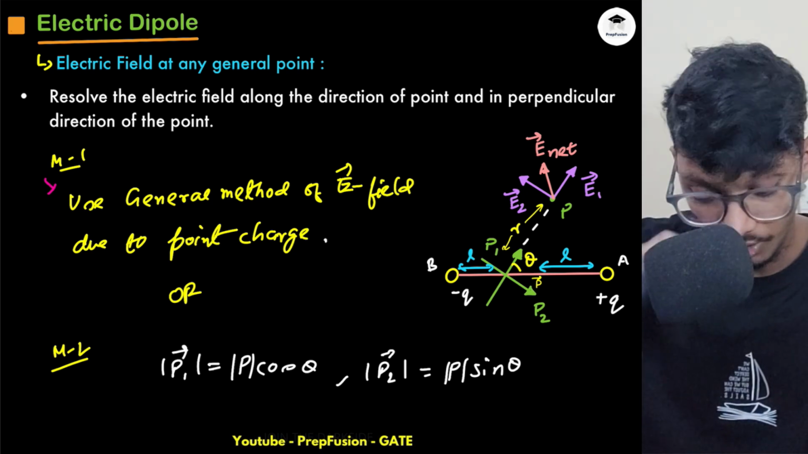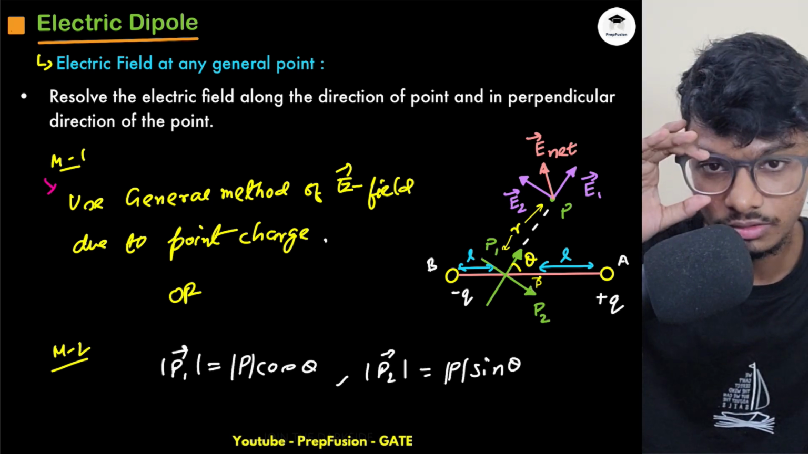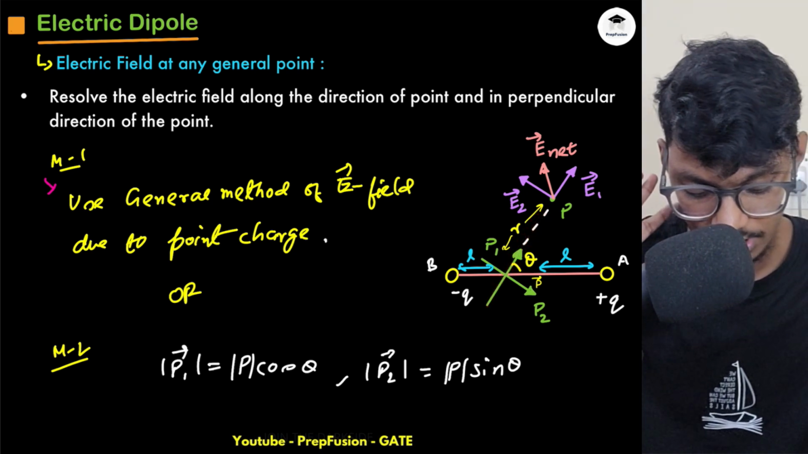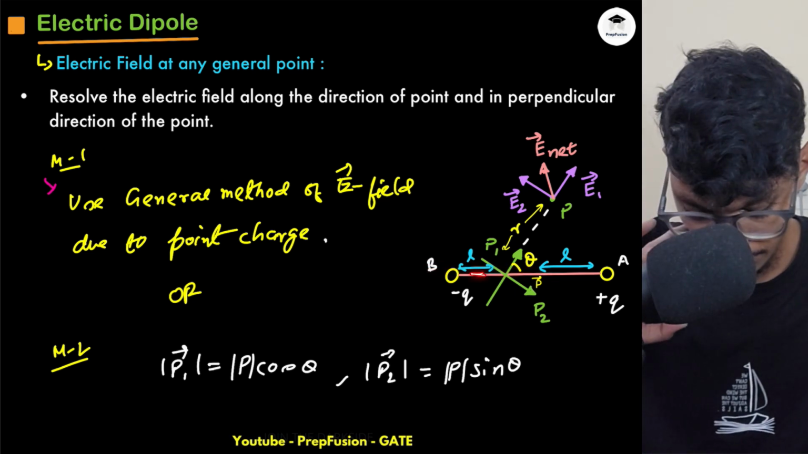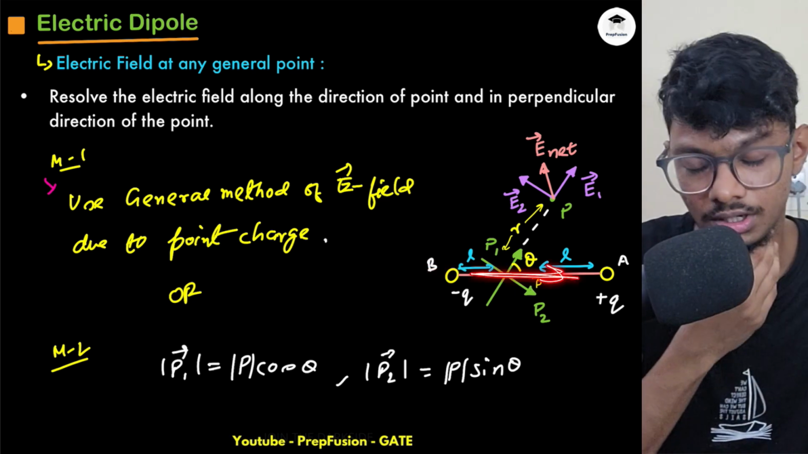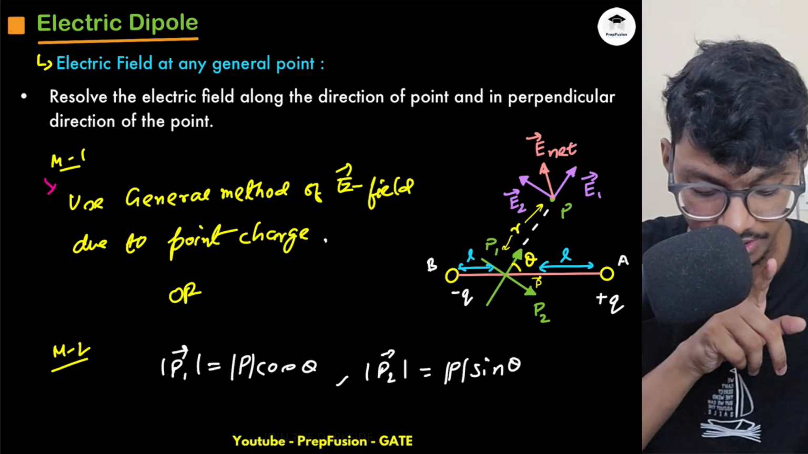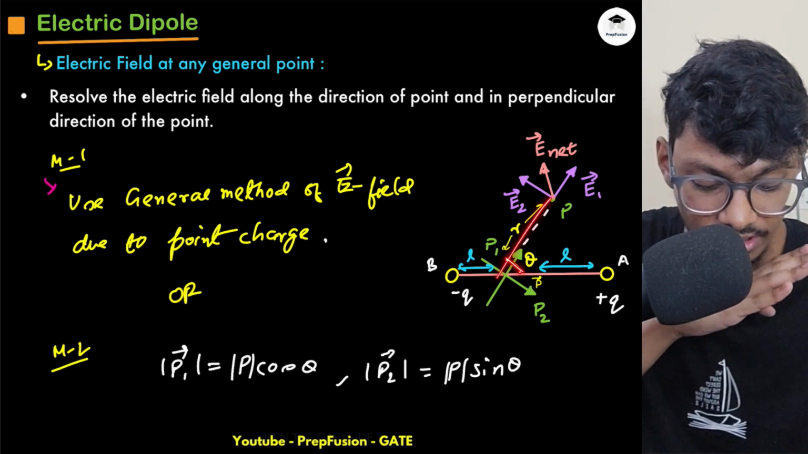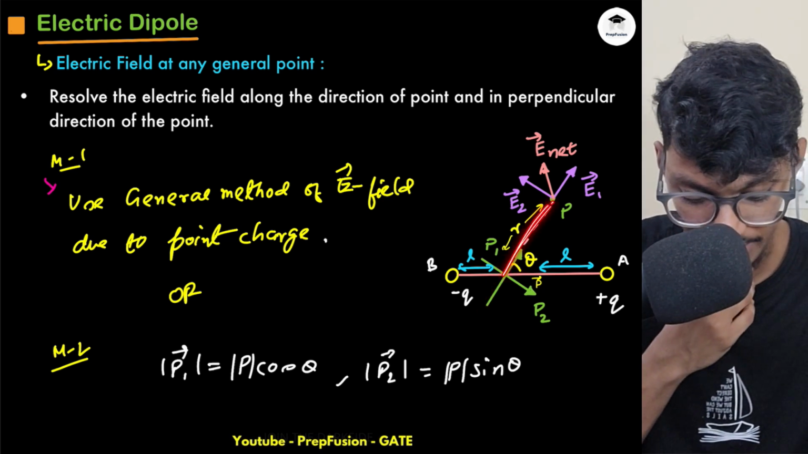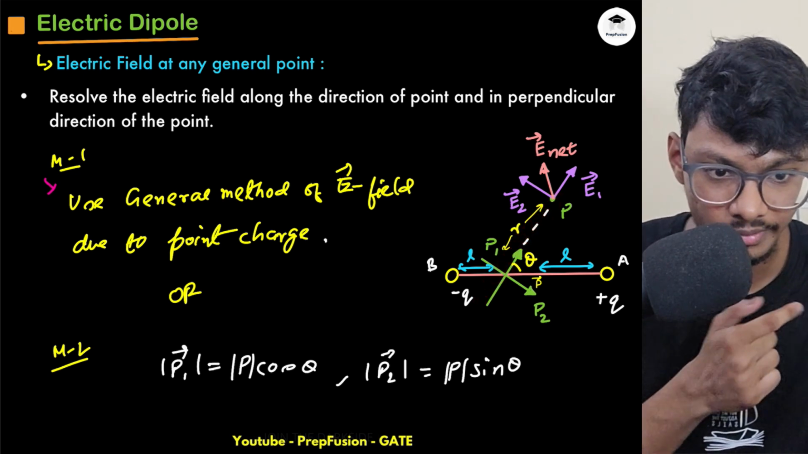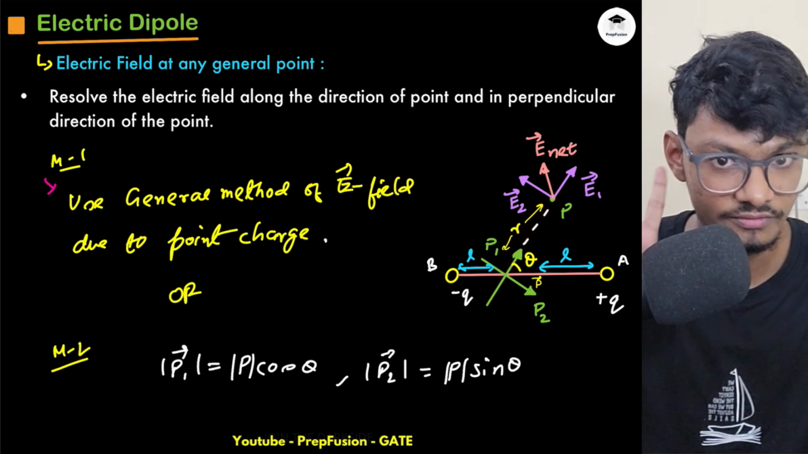Now one trick I can do is break this down. This dipole moment vector I can break down into two components. As this point is making theta angle with respect to my dipole moment, I can resolve it into two components.